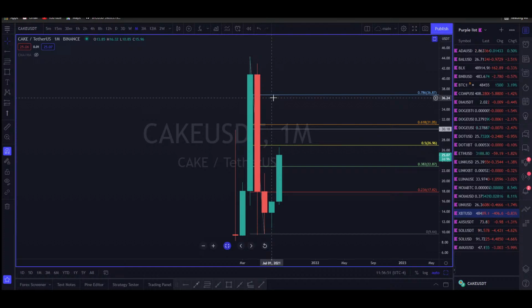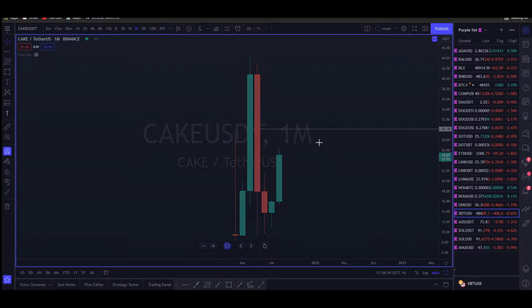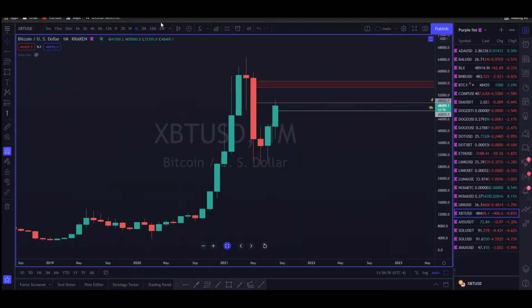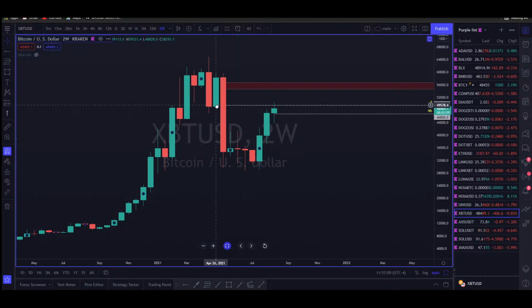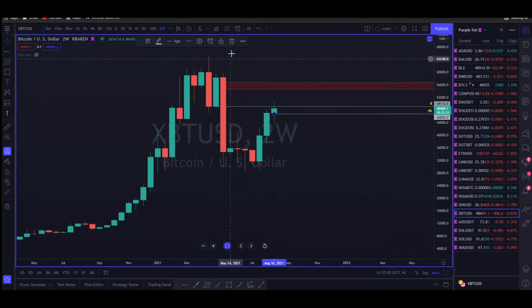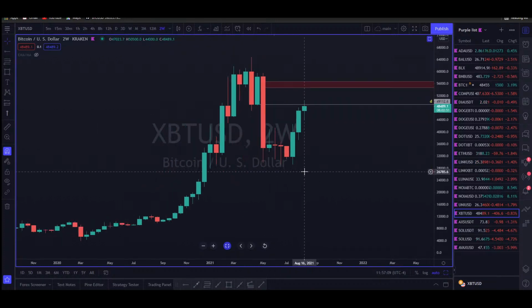All right, so here, let me go back over here to Bitcoin real quick to show you the 2 week chart. Right there. So you're trading into it. You traded up above it. But you got 8 hours left on this close. This will look good to sellers if it closes below.